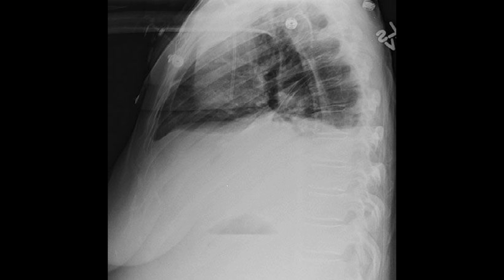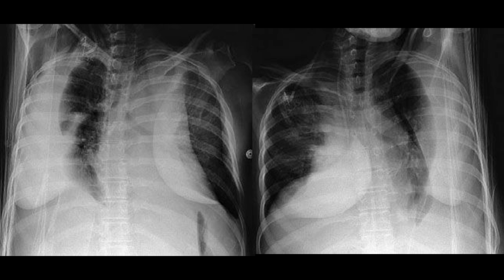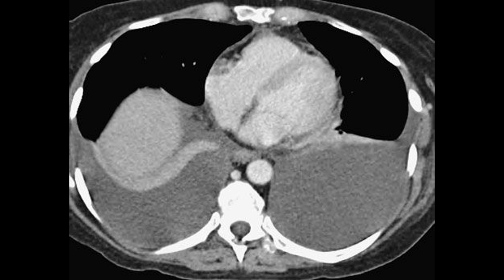On the lateral projection, the posterior costophrenic sulci are blunted, findings that are in keeping with pleural effusions. The large size of these effusions is better appreciated on bilateral decubitus films, which demonstrate layering of fluid on both sides, and on subsequent CT imaging that confirms large bilateral pleural effusions compressing the lower lobes. These appearances represent bilateral subpulmonic pleural effusions.